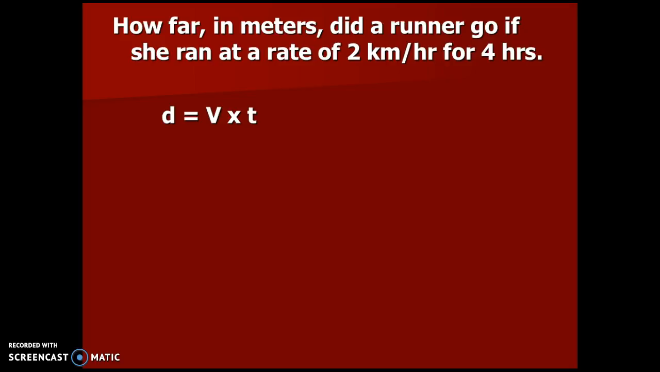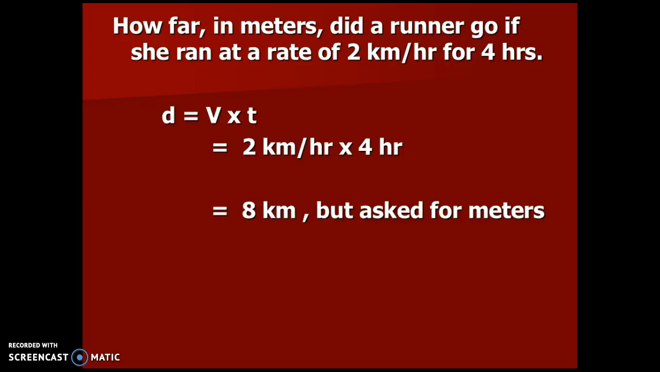How far in meters did a runner go if she ran at a rate of 2 kilometers per hour for 4 hours? Again, how far is distance? Cover up the D, and that will give you velocity times time. So you would take 2 kilometers per hour times 4 hours, and that would give you 8 kilometers, but it asks you for meters, so you have to convert.